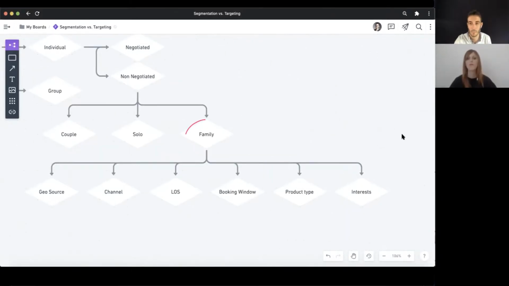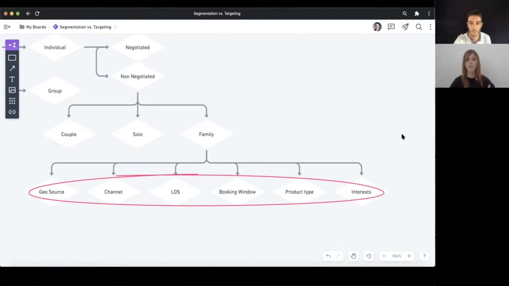When we have to understand a specific target behavior, there are some areas that we need to focus our attention on that help us understand what are their specific booking patterns and behaviors and how are they evolving in this new life. Here, we will highlight some of the core different aspects that we need to deep dive our attention on, specifically geo-source, channel of origin, length of stay, booking window, product type, and interest.